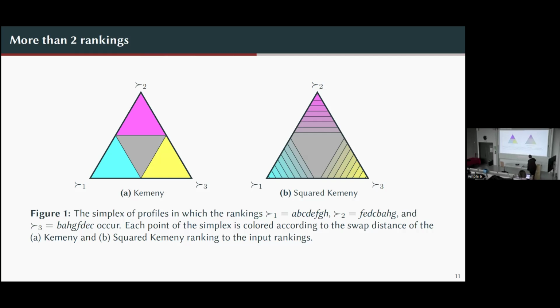Whereas Squared Kemeny, you see there's more of a gradient. The higher the weight goes, the closer you move towards that ranking. So pictures like this somewhat support the idea that Squared Kemeny does more interpolation. But this is just an example, and to be honest, it is cherry-picked to look pretty. I looked through many of these triples of rankings, and this one looked best. So this is still not really convincing.